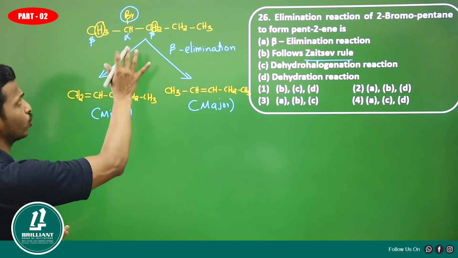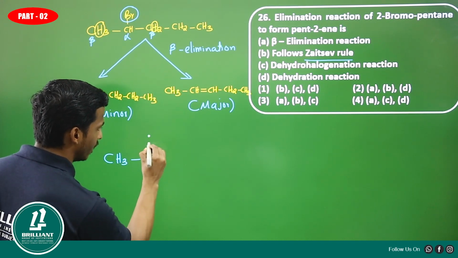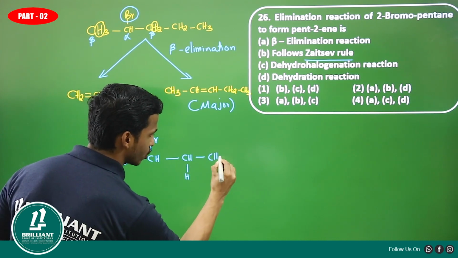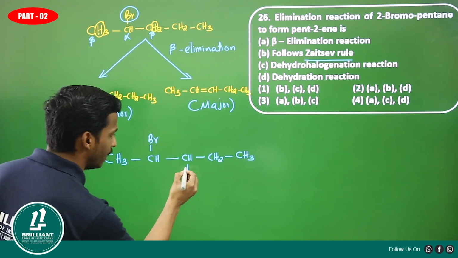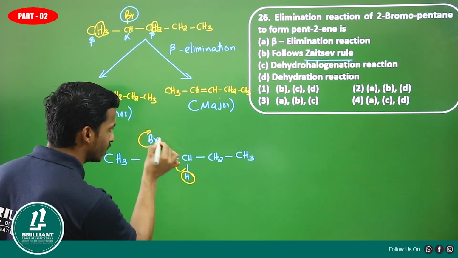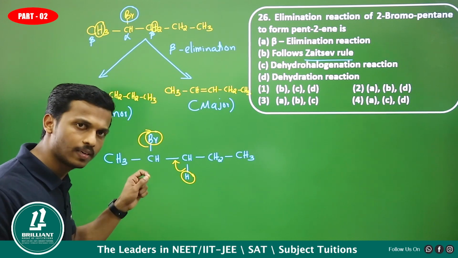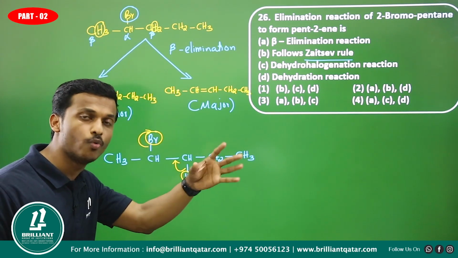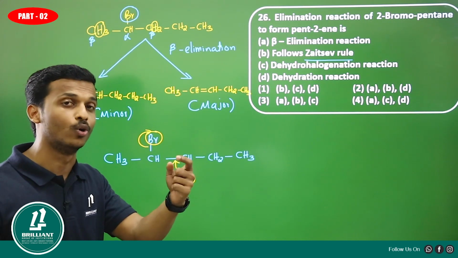What is happening here actually during the reaction? See student, let me take once again the compound CH3CHBr, let me write one of the hydrogens like this, and CH2CH3. The hydrogen from the beta carbon is eliminated with which one? Br. So this hydrogen and Br are eliminated, creating a double bond. So during beta elimination reaction, one hydrogen and one halogen are removed from the system. Therefore, it is called dehydrohalogenation.